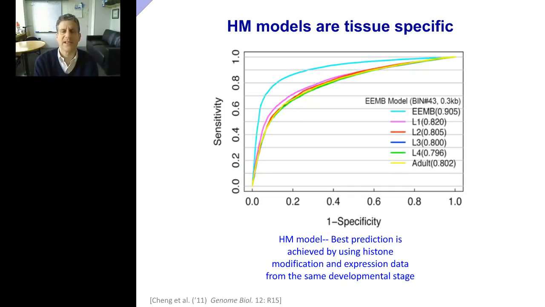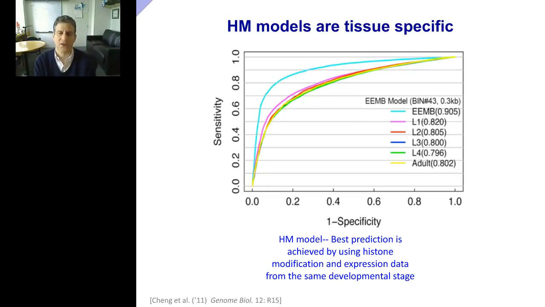And so we can play this game where we ask how well the epigenetics in one particular stage predicts the expression in that stage, or the expression in another stage. Naively, you'd expect, and correctly, that if you match the stages, you would get the best prediction. And lo and behold, that's what we see.